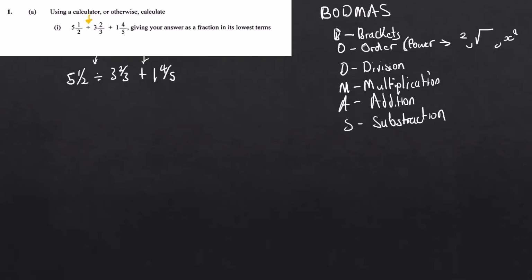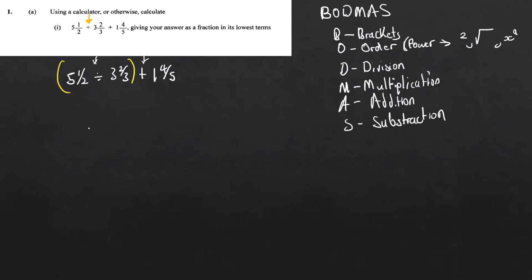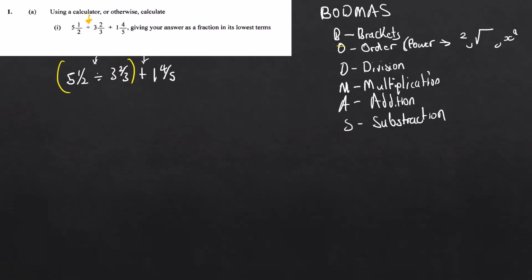So we don't have any brackets, that goes out. No order, no power. Division is next, so the first thing to do is divide. What I usually do is I just bracket that off, so I know that's what I'm doing first, because you always know the first thing you do is the bracket. So I'm going to divide these two values, and then I'm going to do the addition. So just put that in brackets, so you know you're going to work that first.